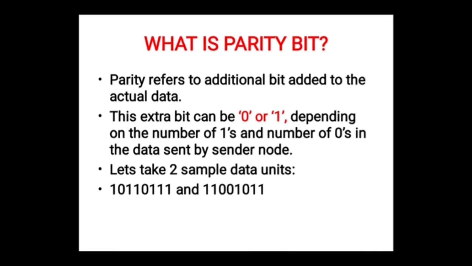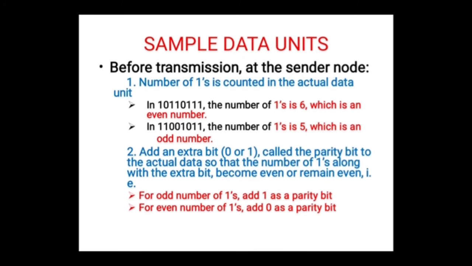The method is this: suppose let's take an example of two sample data units. Now let's see the example. Before transmission at the sender node, the number of ones is counted in the actual data unit. We will count the number of ones in the data. For example, in this data, my number of ones is 6. We always take parity as even.